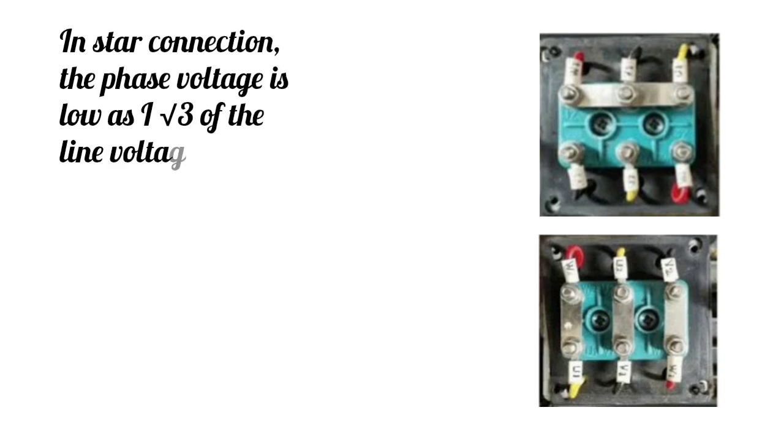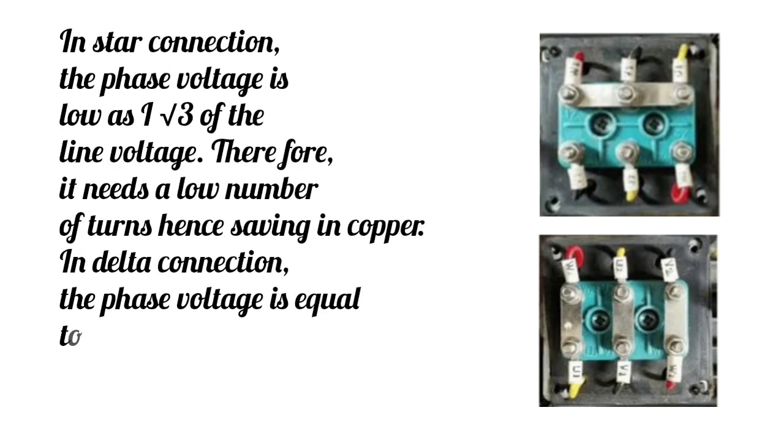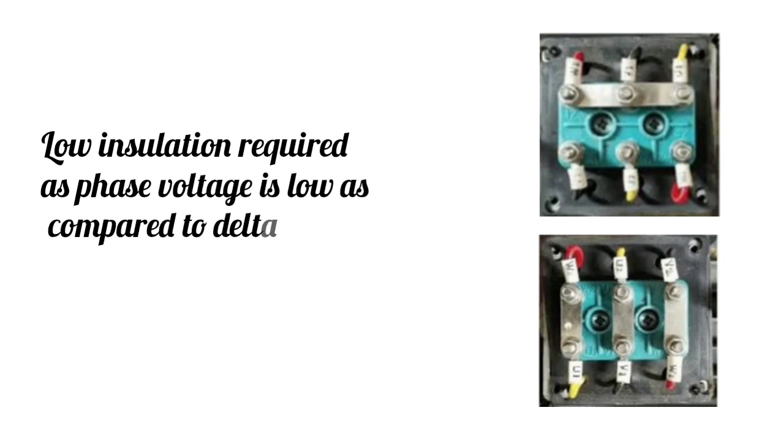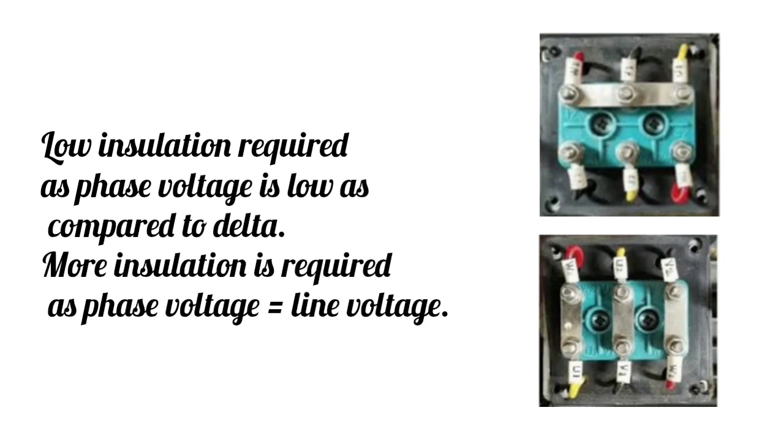In star connection, the phase voltage is low, as it is 1/√3 of the line voltage. Therefore, it needs a low number of turns, hence saving in copper. In delta connection, the phase voltage is equal to the line voltage, hence it needs more turns, which increases the total cost. Low insulation is required in star as phase voltage is low compared to delta. More insulation is required in delta as phase voltage is equal to line voltage.